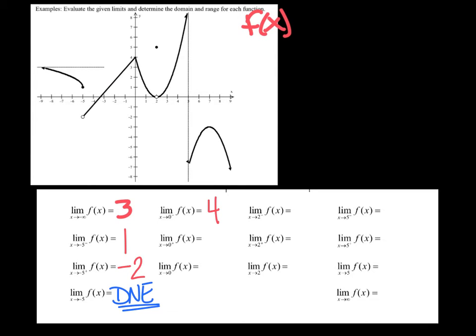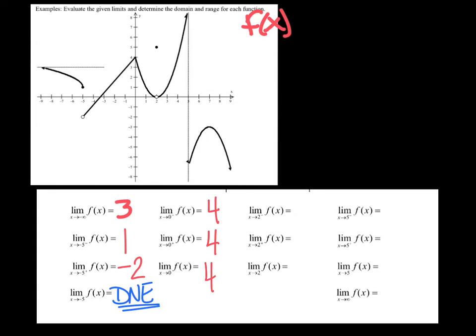I'm going to approach 0 from the right, so here's my right going towards 0, approaching 0. Again, I'm intending to reach a height of 4. If the left side and the right side are the same, then the general limit is 4. Well, the same answer.